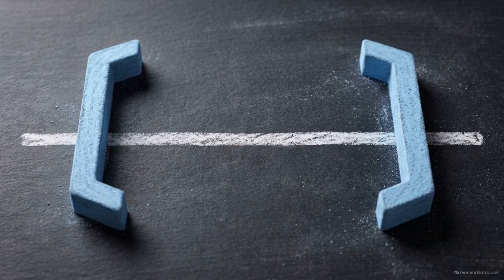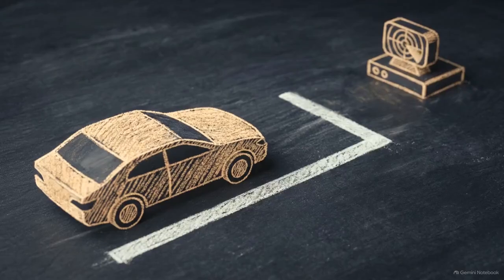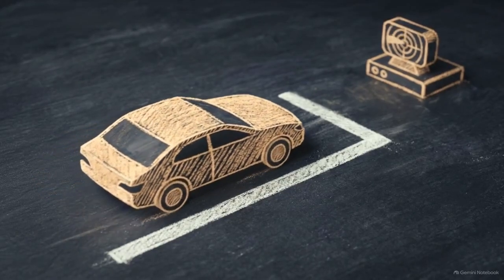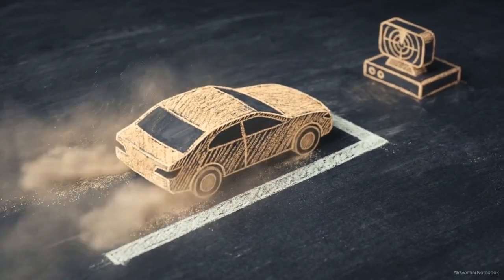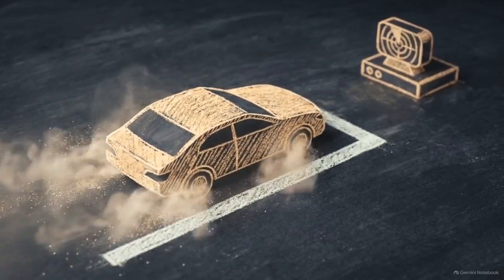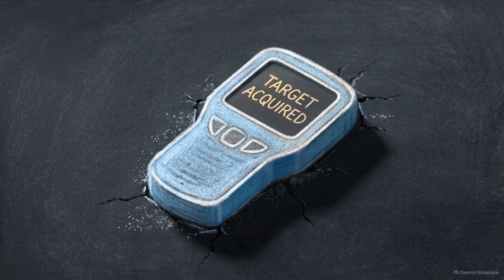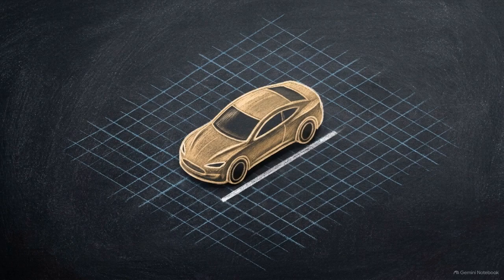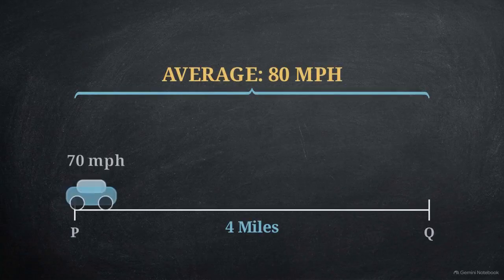We can start by shrinking the window of measurement. Imagine a policeman setting up a speed trap that monitors only a tiny 4-mile stretch of the road. If the car covers that stretch in 3 minutes, the officer calculates an average of 80 miles per hour. This is a much closer estimate of the speed at that specific location. However, it's still an estimate.